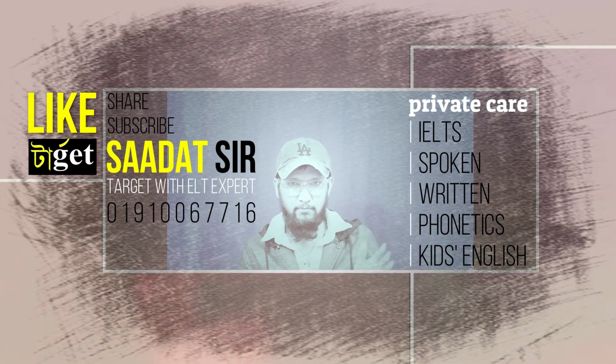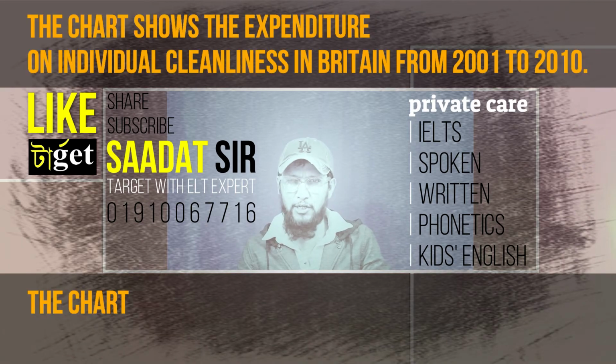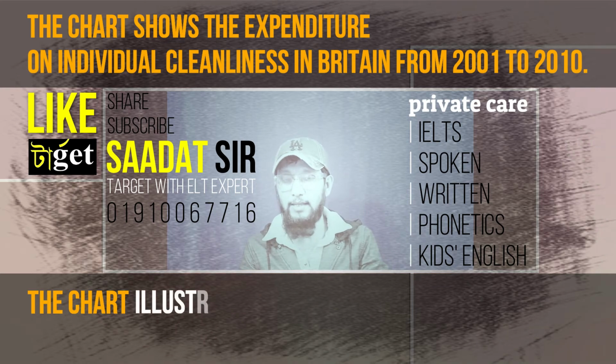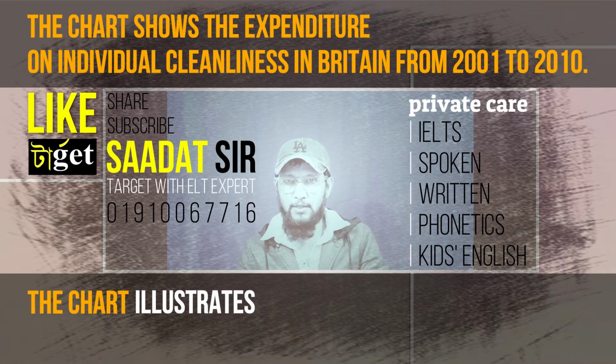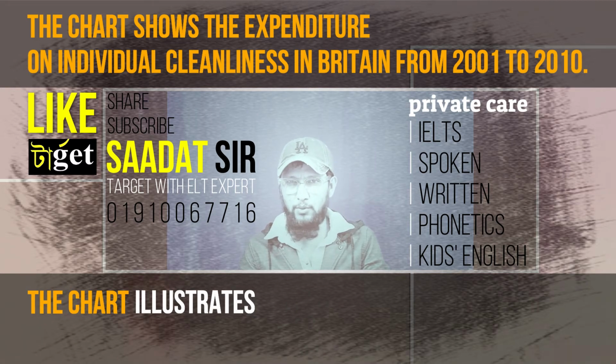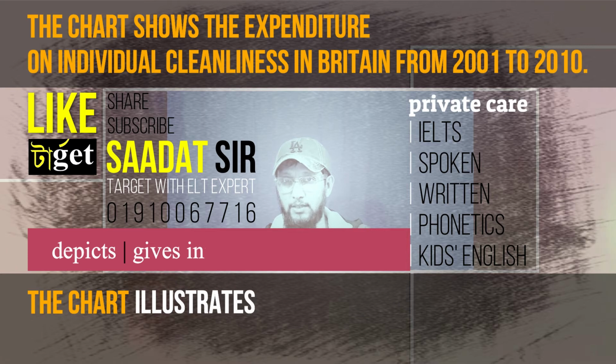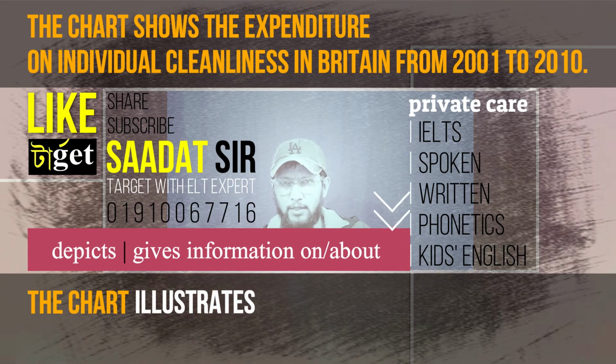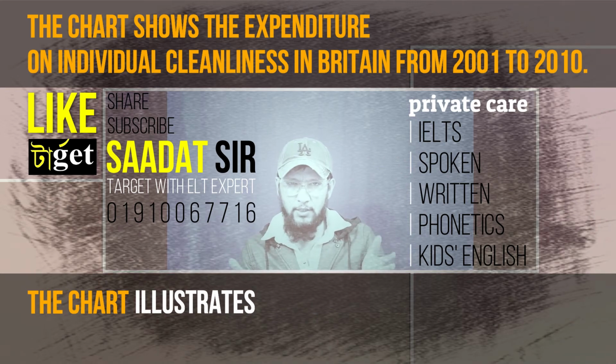So the chart shows. Now, can we change the word shows? Yes, you got it right. Well done. So in place of shows, we can write illustrates. It's a nice word. It sounds good. It's my favorite as well. So we can use other words like depicts or gives information on or about. Well, for the time being, let's go for illustrates. So, the chart illustrates. Now, the chart illustrates what? The answer is the expenditure.